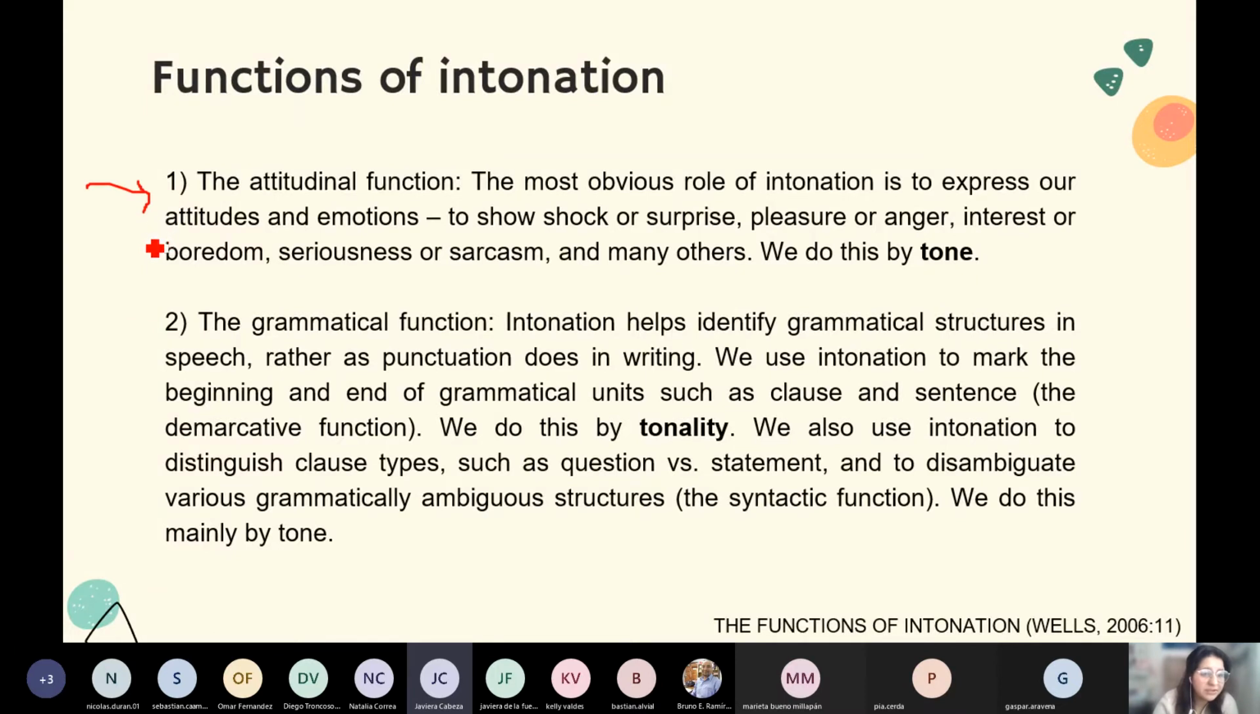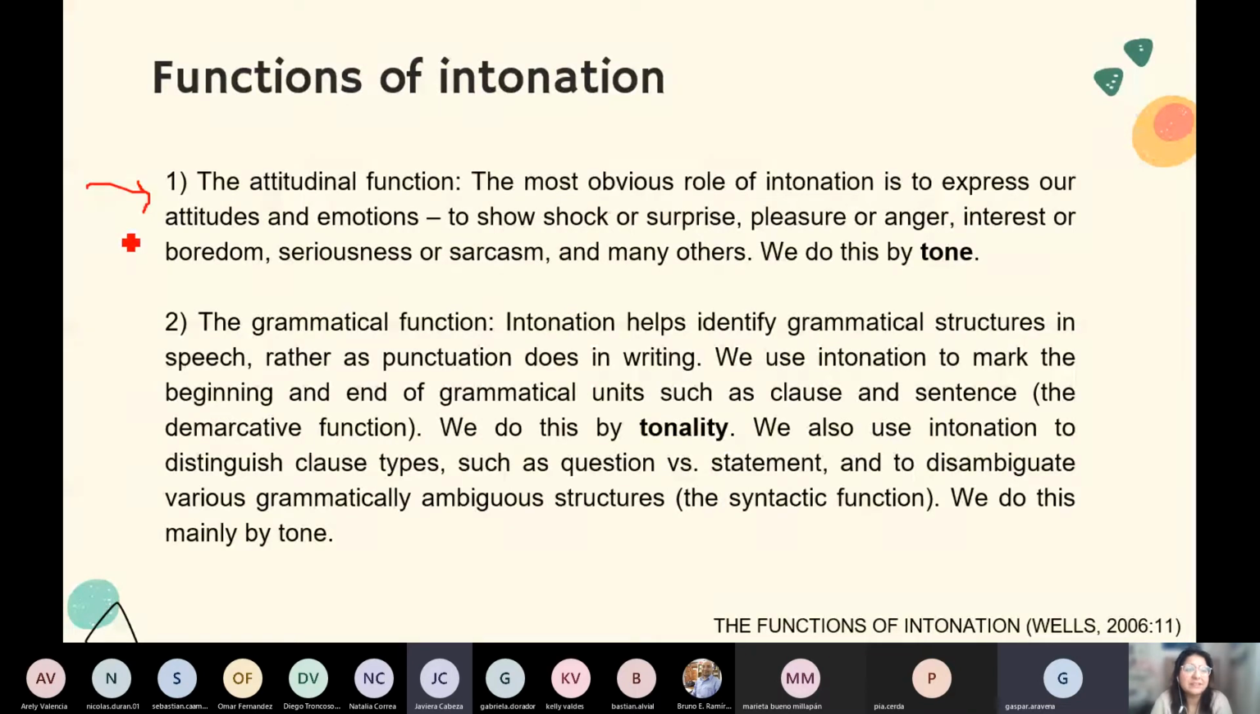Gaspar, can you read the first paragraph, please? The one with the number 1 of functions of intonation. Are you there, Gaspar? Yes, I am here. Sorry. Don't worry. Can you read the first paragraph, please?